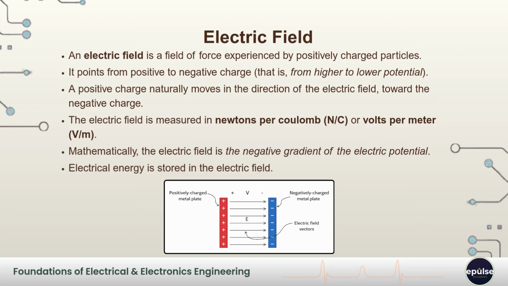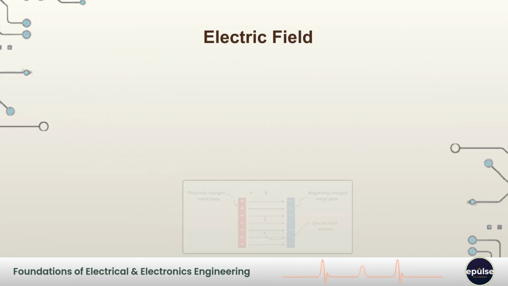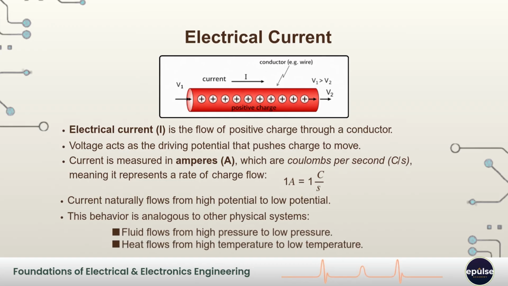Now mathematically, the electric field is defined as the negative gradient of the electric potential. That simply means that electric field describes how quickly voltage changes in space and that it points in the direction where potential decreases more rapidly. The cool fact is that electrical energy is stored in electric field, and this unique property helps us understand how a capacitor functions. Now let's move on to electrical current.